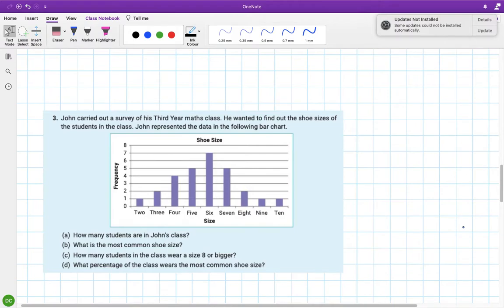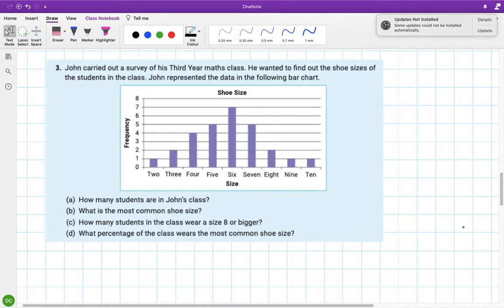Okay, zoom in a little bit. So John carried out a survey of his 3rd year maths students. He wanted to find out the shoe sizes of the students in the class. John represented the data in the following chart. Okay, so he has people with a shoe size of 2, there was only 1 person, shoe size of 3, there were 2 people, and so on.